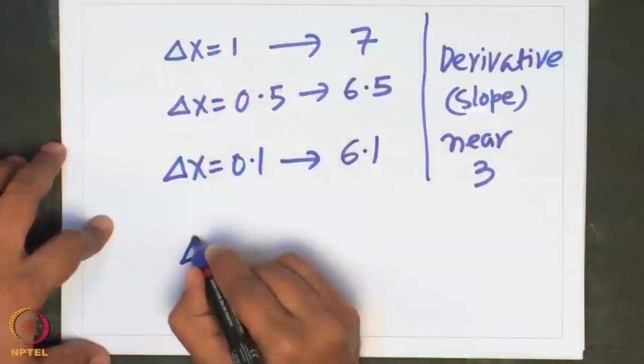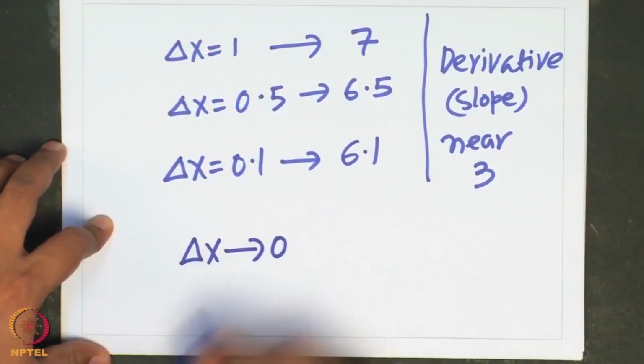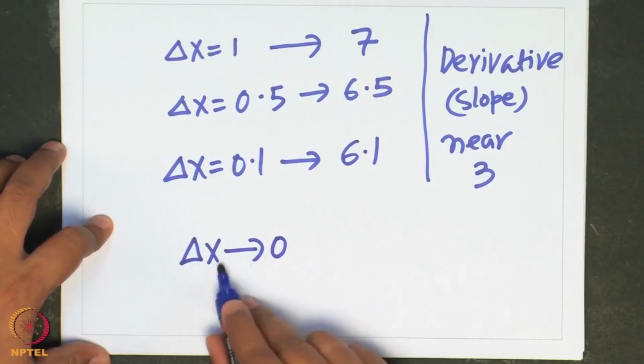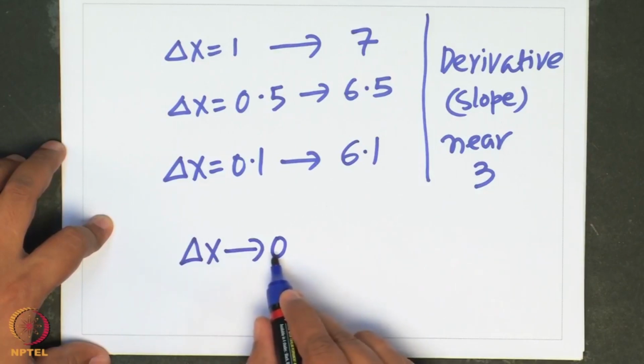So what is the correct value? What is the right way of calculating the slope? What should be the delta x that I take to calculate slope around 3? This is a question that will be in your mind, and mathematics says that one should take the smallest possible delta x. So you should take delta x tending to 0.